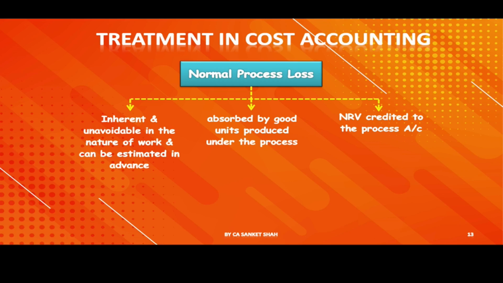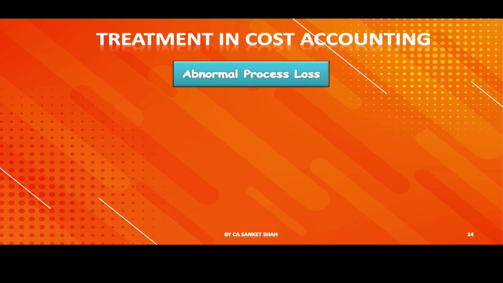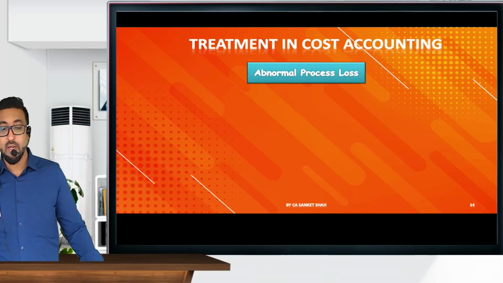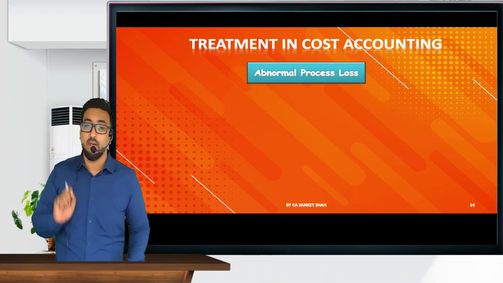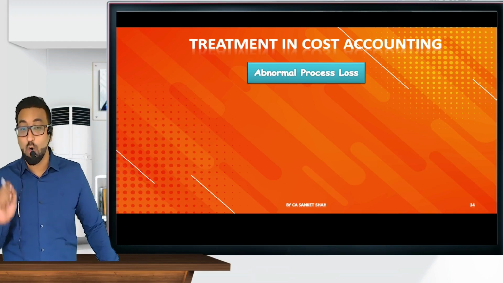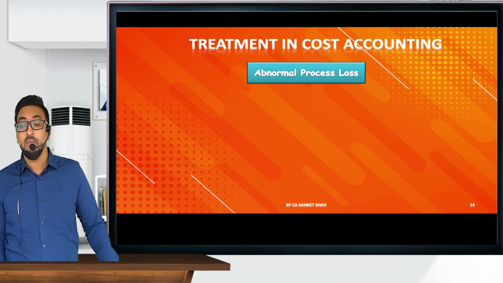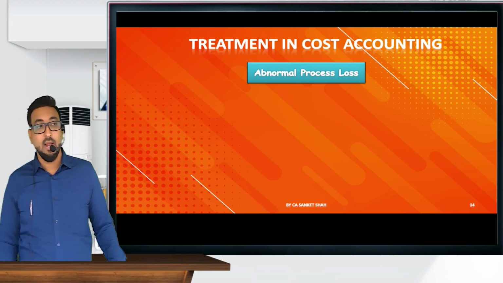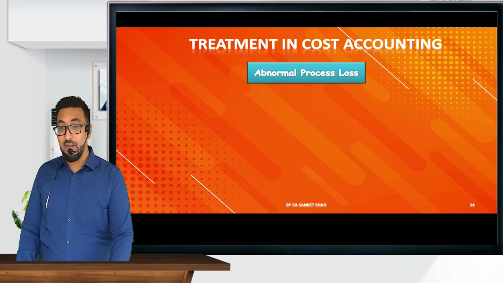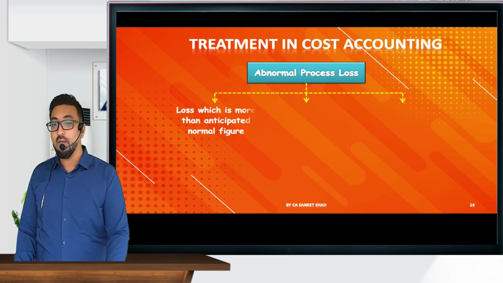Over Chaitali. Next. Abnormal loss. Now see, abnormal loss we record it. अबनॉर्मल लॉस की एंट्री होती है और अबनॉर्मल लॉस हम लोग रिकॉर्ड करते हैं at cost per unit and abnormal loss is debited to profit and loss account and process account will be credited. तो प्रोसेस अकाउंट के क्रेडिट में जाएगा और अबनॉर्मल लॉस डेबिट में आएगा P&L के डेबिट में.